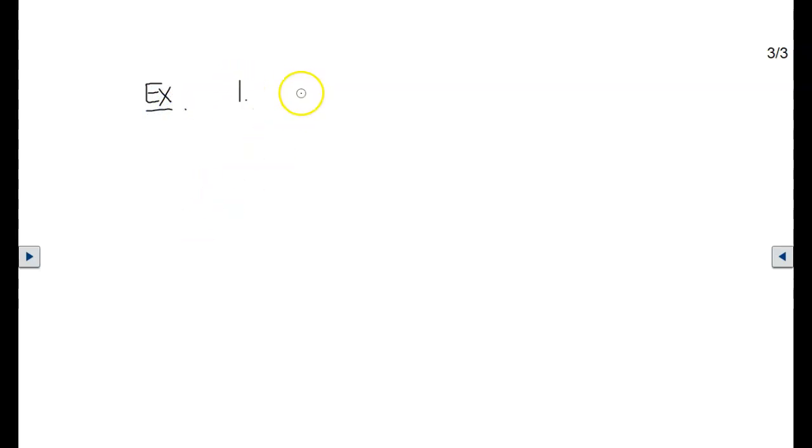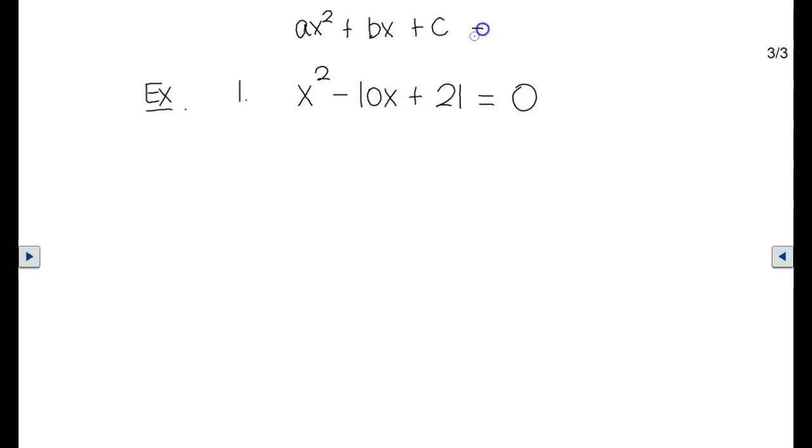All right, so let's look at some examples. The first one we're going to do is x squared minus 10x plus 21 is equal to 0. Now the first thing I'm going to do is make sure that this thing looks the way I want it to look. Remember, I want ax squared plus bx plus c is equal to 0.